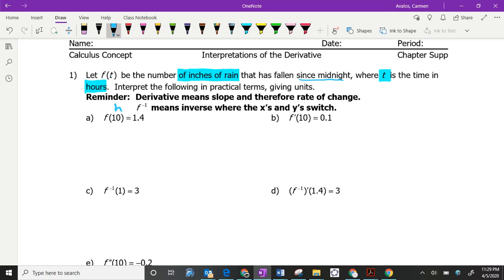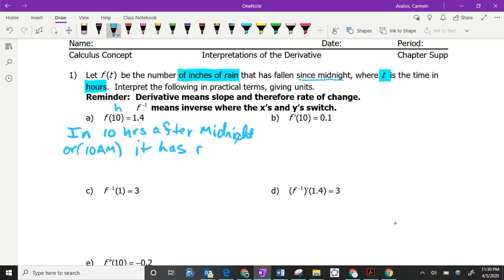So that's what it actually says. In 10 hours after midnight, or actually 10 a.m., it has rained 1.4 inches. Notice how I have the units, I have hours, after midnight, and what has actually happened. That's not too bad.